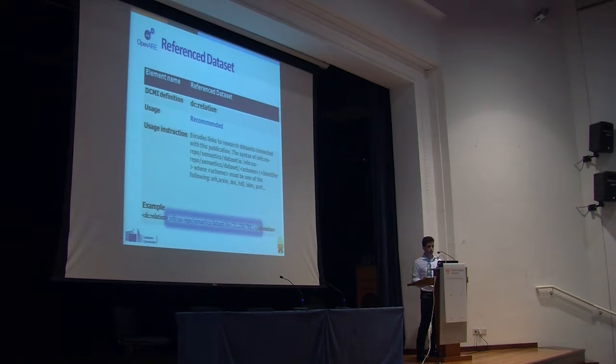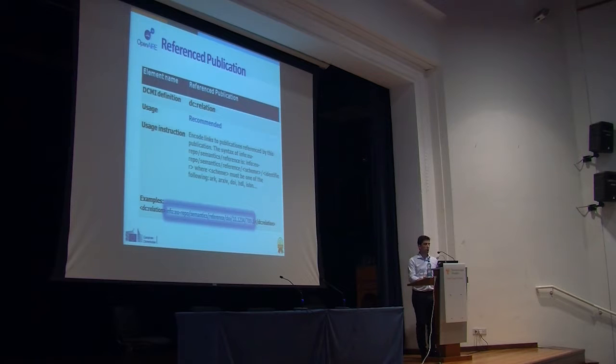There are a lot of choices, options there. In terms of reference publications, also DC relation. In this case, it's only recommended. It's not optional, or it's a recommendation. And also encodes links to publications referenced by this publication. And we can put all this information also at the metadata level registry.